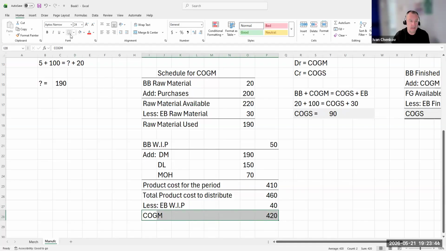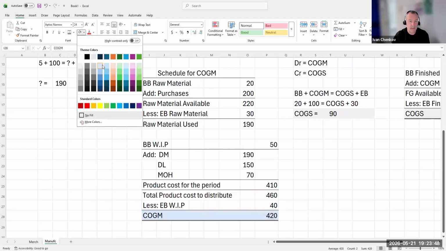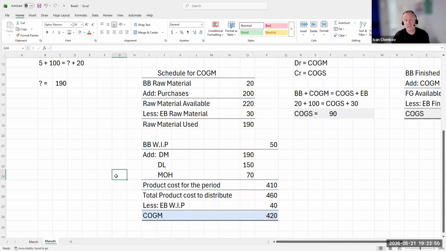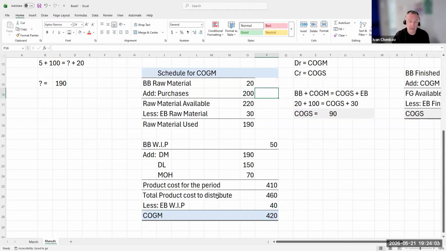And let's highlight it, double underline it, and make it nice and beautiful. And that's our cost of goods manufactured. That's how we prepare the schedule of cost of goods manufactured. Now you have to prepare the schedule for your assignment. And remember how you prepare it, because you have to do it for the midterm exam as well.